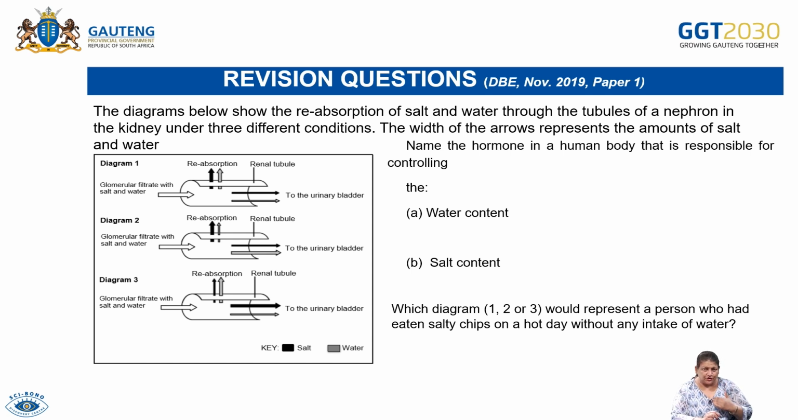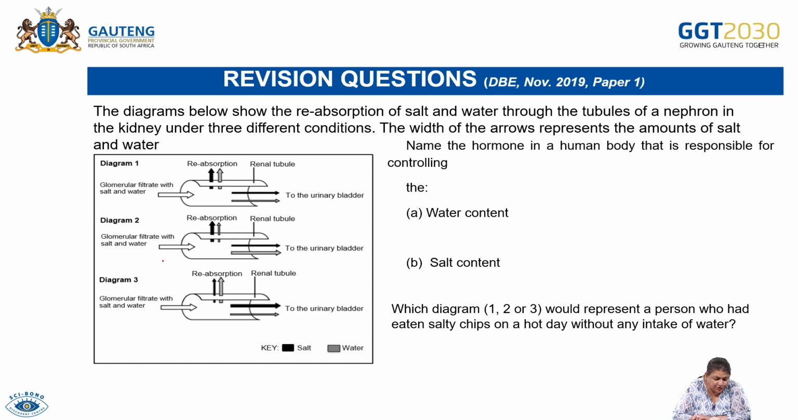Now there are 3 different conditions, and in these 3 different conditions we're going to look at the reabsorption of salt and water. Okay. The width of the arrows, how thick the arrows are, represents the amount of salt and water. Let's look at it. In diagram 1, the salt looks more, right, because salt is going to be dark or black, and then the water is going to also be the same amount that's going to be reabsorbed.